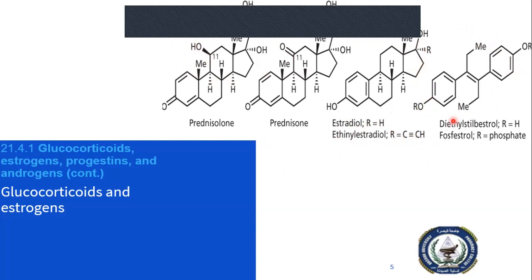This is the diethylstilbestrol, and as you can see, all of these three contain the steroid nucleus. We call these four rings the steroid nucleus. Okay, this one doesn't have the steroid nucleus, so it is a non-steroidal estrogen, the diethylstilbestrol. The fosfestrol is the phosphate product of the diethylstilbestrol. Here are the R groups.